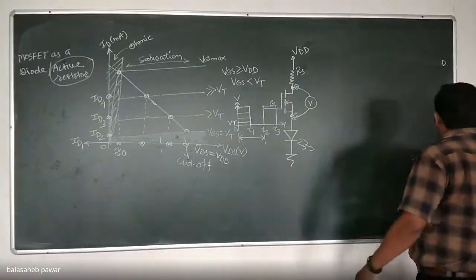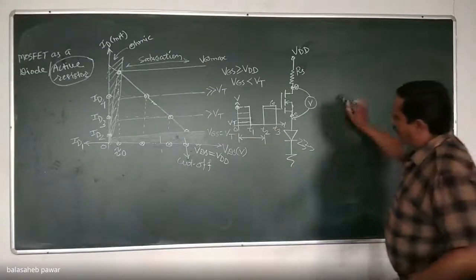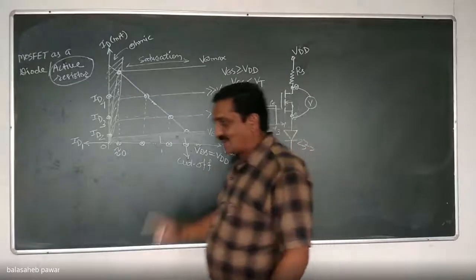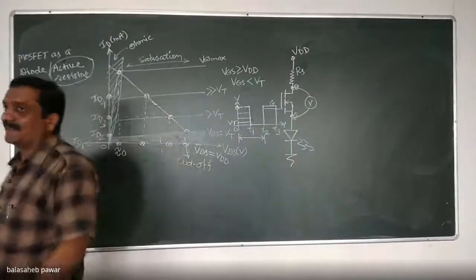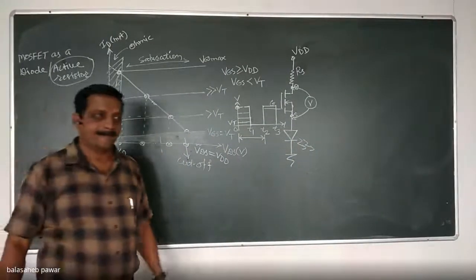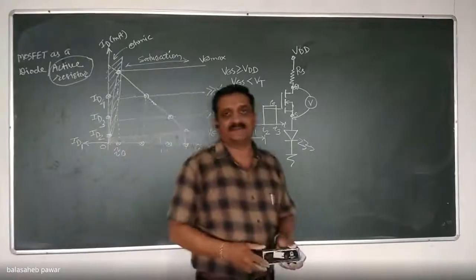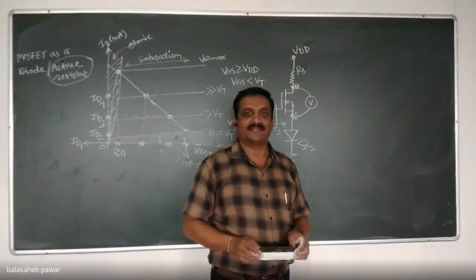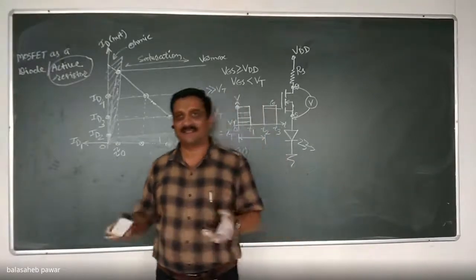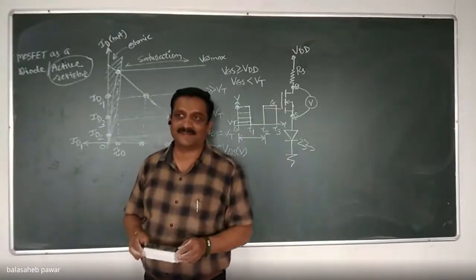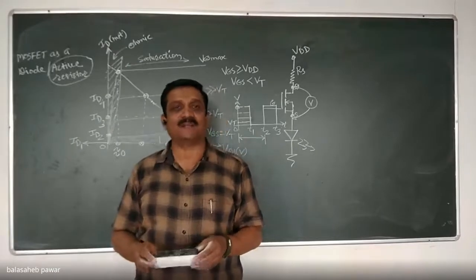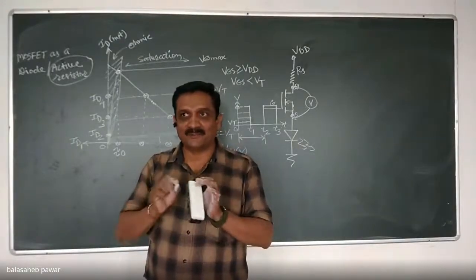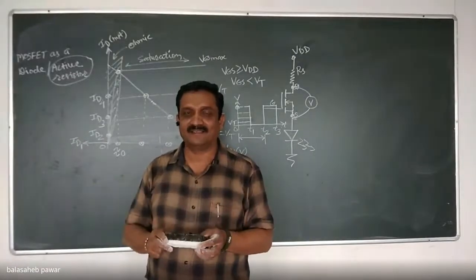Now the next application is MOSFET as a diode. Diode means what? Is it a unidirectional or bidirectional device? Diode? You studied it during your first year, as well as during our prerequisites. I already taught about that PN junction diode. Is a diode unidirectional or bidirectional? Do you know what is meant by unidirectional and bidirectional?